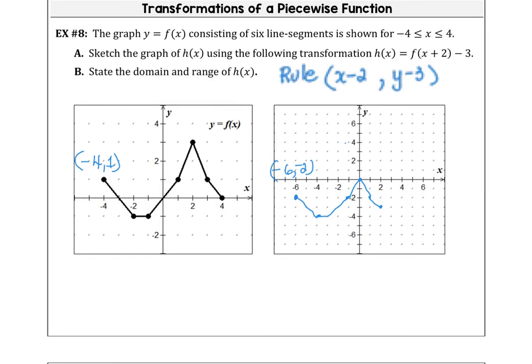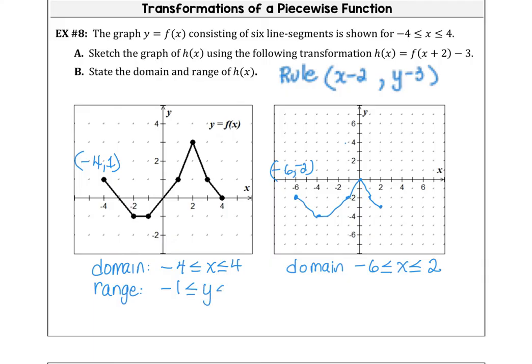Now we know over here the domain on the original function was between -4 and 4. So the domain on our new function is going to go subtract 2 from the x value, -6, and subtract 2 from the +4. That's our new domain. The range here on the original function looks like the low value on y is -1, and the highest value on y is 3.